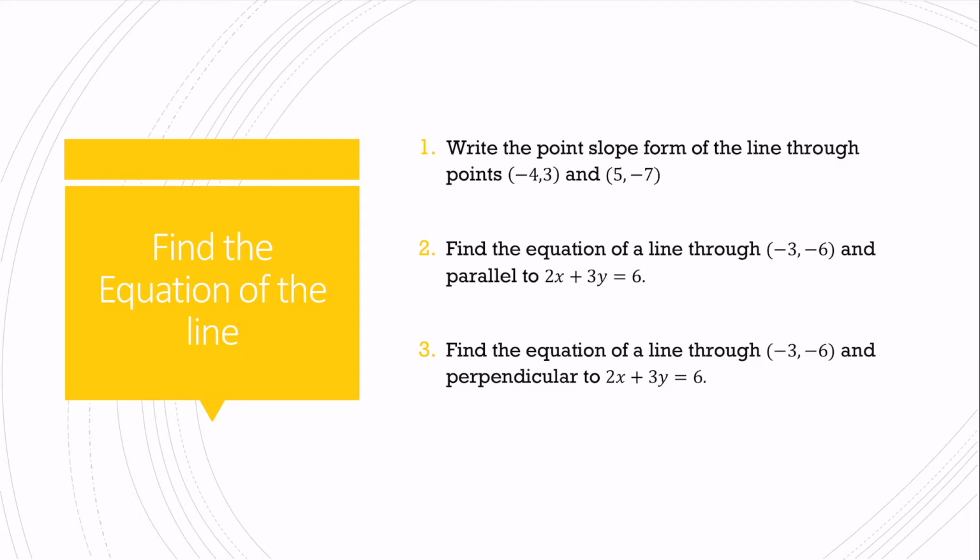Now, what if I wasn't given the slope, right? For the last 4 examples, I was given a slope, whether that slope be positive, negative, 0, or undefined. In this first example, I am given 2 points on the line. I'm given when x is negative 4, y is 3, and when x is 5, y is negative 7. Well, what I'm going to have to do first is calculate the slope. Remember, we know our equation for slope, and then I can use slope-intercept form.